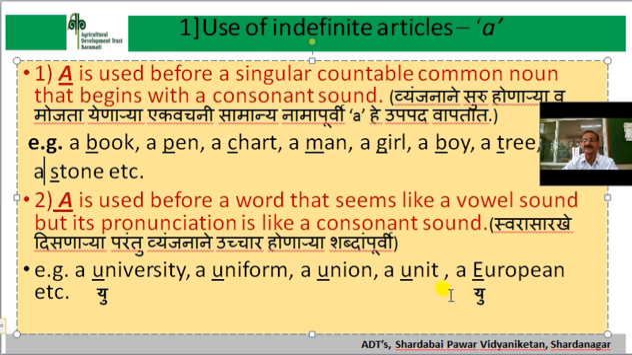Let us see the next example, European. This word starts with E. E seems like a vowel sound, but its pronunciation is like a consonant sound. U. European. U is a consonant sound. That's why a is used before European.